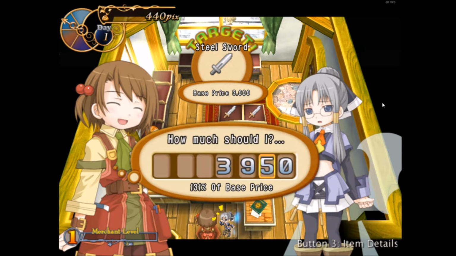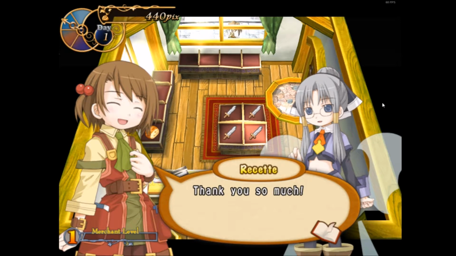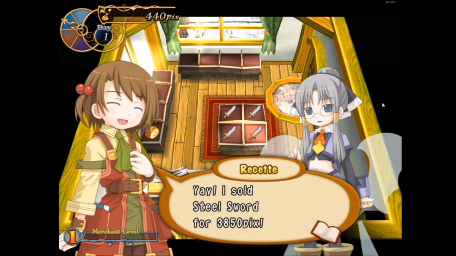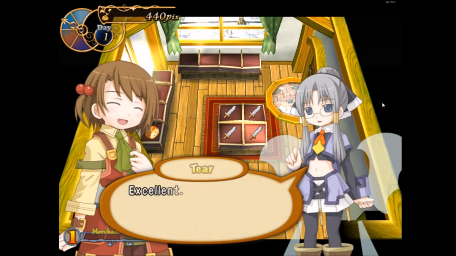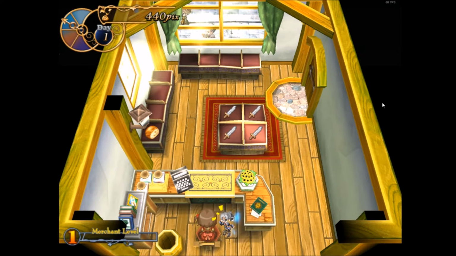Could you go a little... Ja, okay. Mach mal 3,850. Yes, an excellent price. Thank you so much. Yay! I sold the steel sword for 3,850 picks. Excellent! Let us do this one more time, just to be sure. Okay.